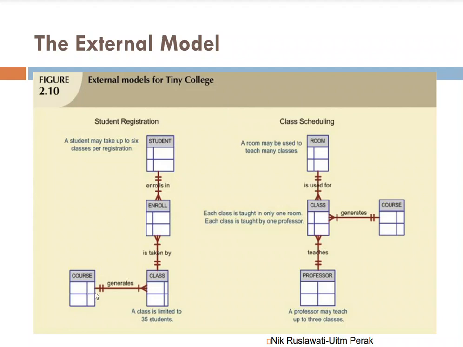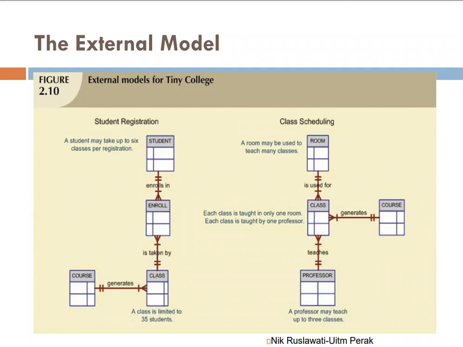And then one course can generate many classes. One class is for one course. Okay, ini adalah constraint yang dia adalah a class is limited to 35 student. So class scheduling pun sama. A room may be used to teach many classes. Each class is taught in only one room. Okay, satu kelas of course dia dalam satu bilik darjah. So, and each class is taught by one professor. Okay. So kita assume satu kelas satu professor and a professor may teach up to 3 classes.